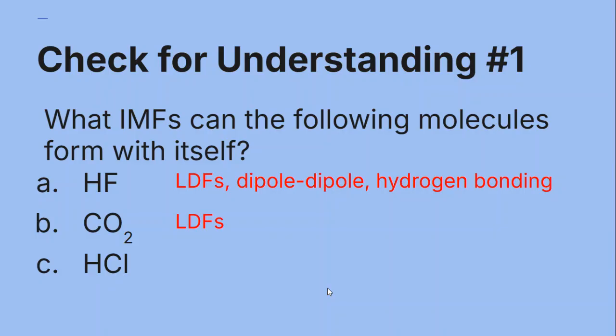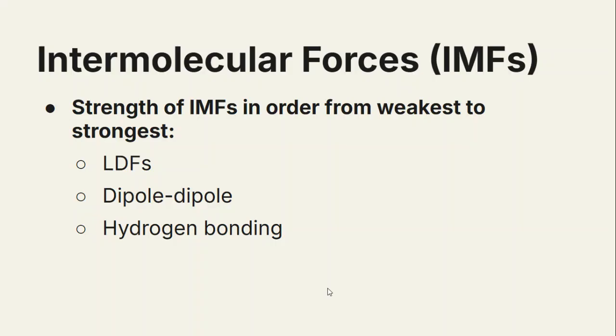For HCl, it's a hydrogen just bonded to a chlorine, can form LDFs. It is polar in nature, so it can form dipole-dipole interactions, but it does not contain one of the 3 bonds that allows it to form hydrogen bonding, so it would just be LDFs and dipole-dipole. So if I put the strength of the IMFs in order from weakest to strongest, LDFs is the weakest, dipole-dipole is the middle, and hydrogen bonding is the strongest.